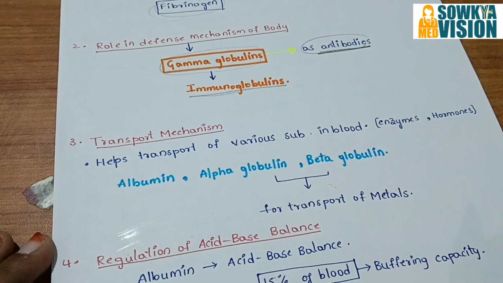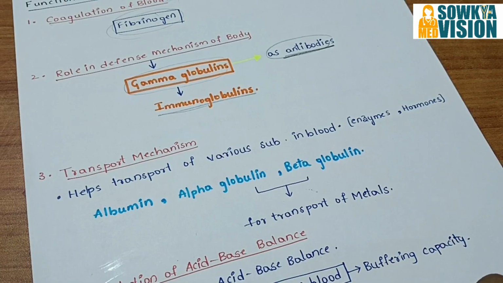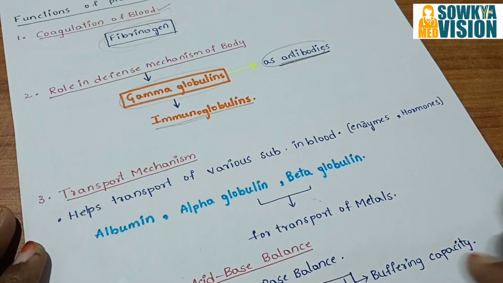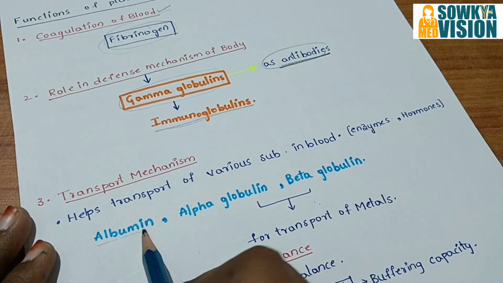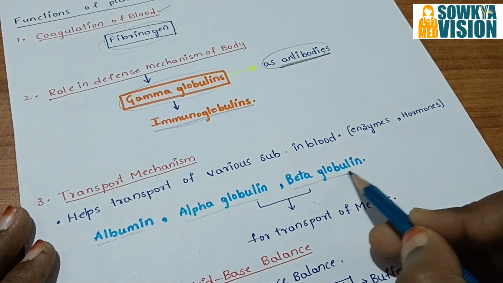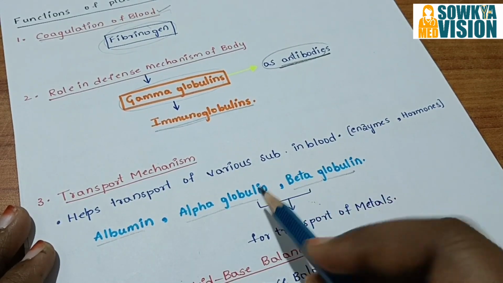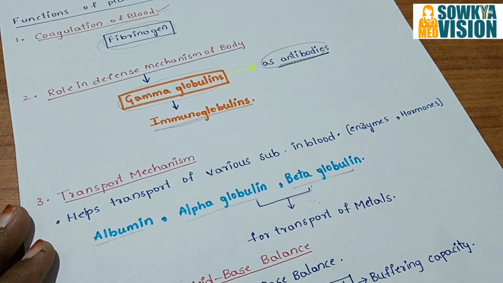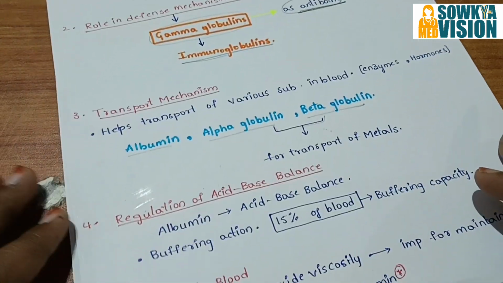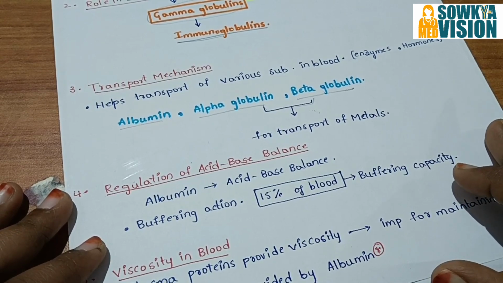And the third function is the transport mechanism, to transport enzymes, hormones and different substances in the blood. The main proteins that carry substances are albumin, alpha globulin and beta globulin. These two are types of globulins. So the metals are carried by alpha and beta globulins.